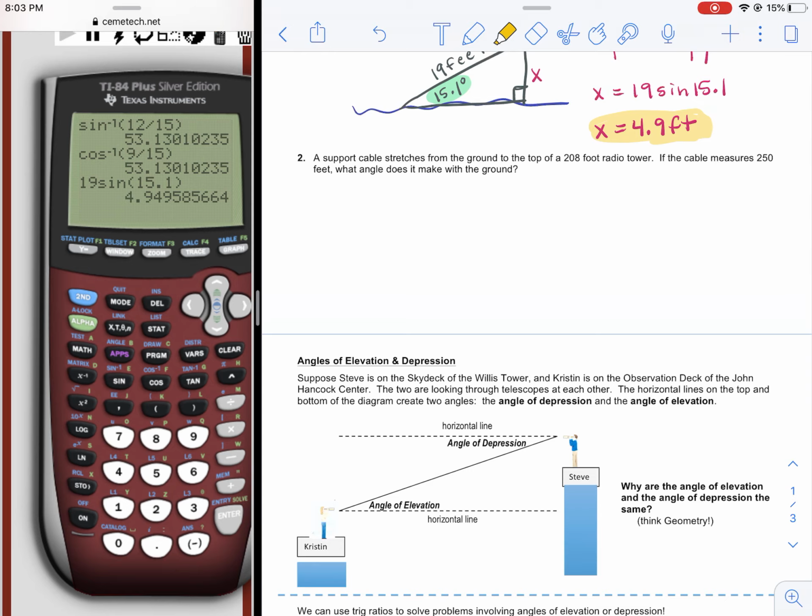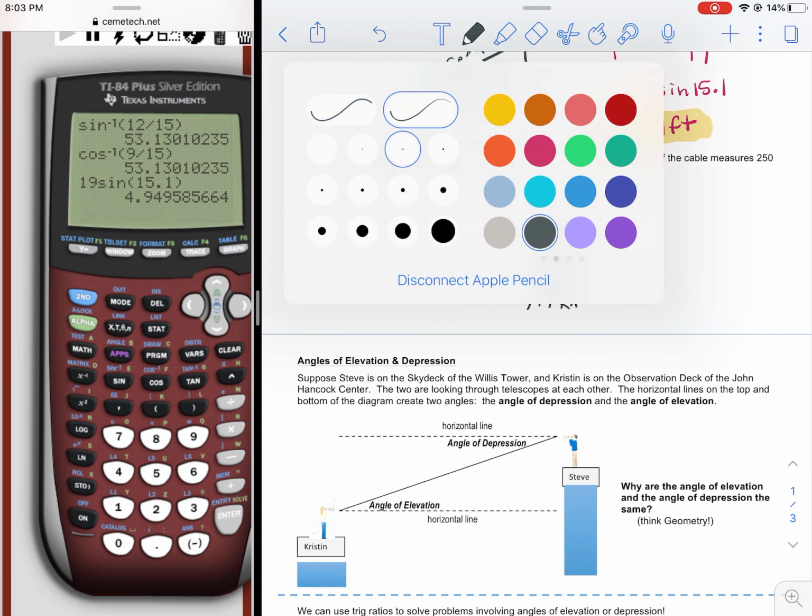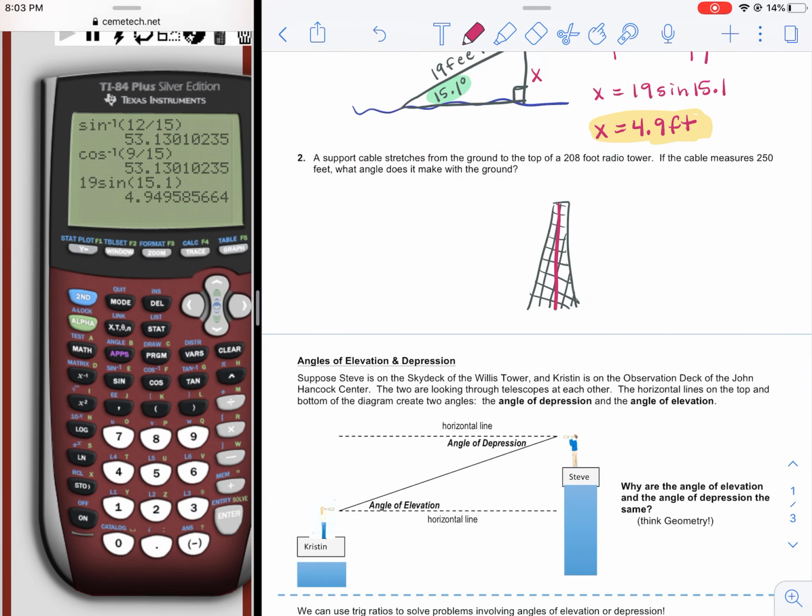It says a support cable stretches from the ground to the top of a 208-foot radio tower. So we've got a radio tower. I'm going to make kind of a simple tower here. It says that this tower is 208 feet, so I have a 208-foot tower. And I have a cable that is on the ground stretching to the top of the tower. So here's my right triangle right here. Probably could make that straighter. We have a right triangle right here.